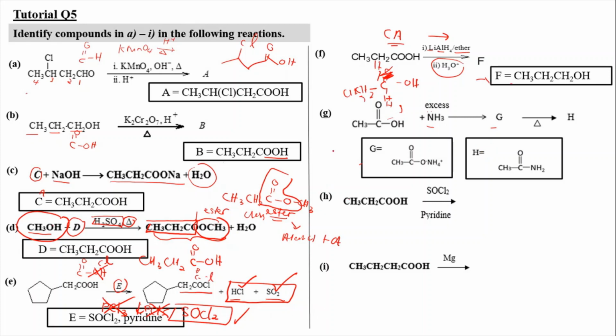And next for H, this one is quite easy. CH3, CH2, C double bond O, OH. So the OH here is going to be replaced by Cl, similar to what you have learned in E. So you're going to get this structure here. You can also make the structure nicer as C double bond O, Cl, and then CH3, CH2. Make sure to write it nicely.